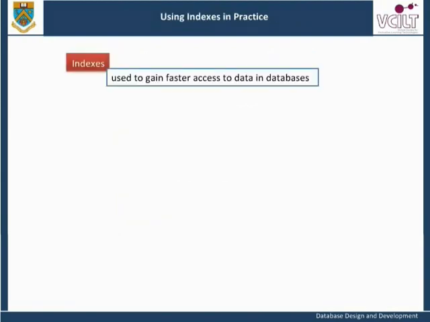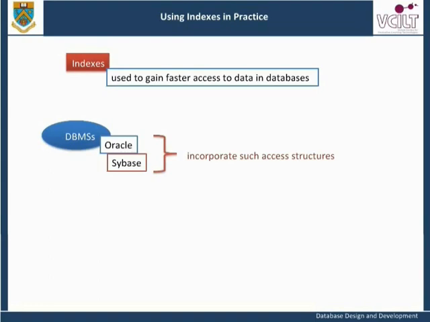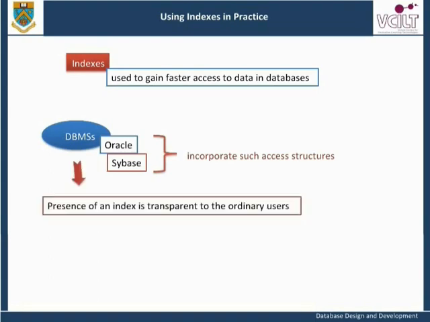Indexes can be used to gain faster access to data in databases. Thus, all commercial database management systems, DBMS, such as Oracle, Ingres, Sybase, etc., incorporate such access structures. In these DBMS, however, the presence of an index is transparent to the ordinary users. Users will not have any control over what index structures should be used and what algorithms should be applied. These have all been determined by the DBMS.